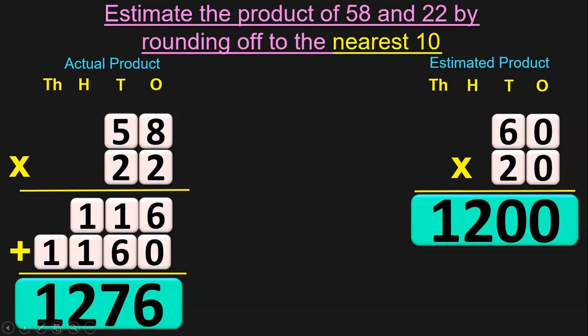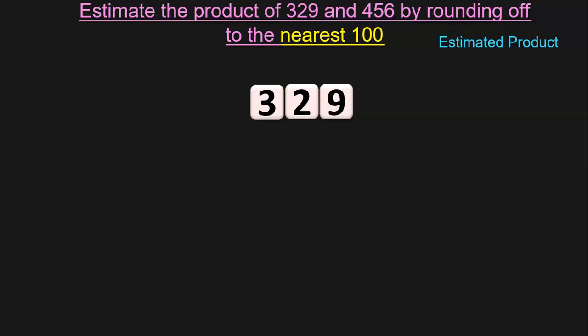Let us do another interesting estimation sum. Estimate the product of 329 and 456 by rounding off to the nearest 100. Note that we'll have to round it off to the nearest 100. So round off 329 to the nearest 100. It is 300 because 329 is lesser than 350.